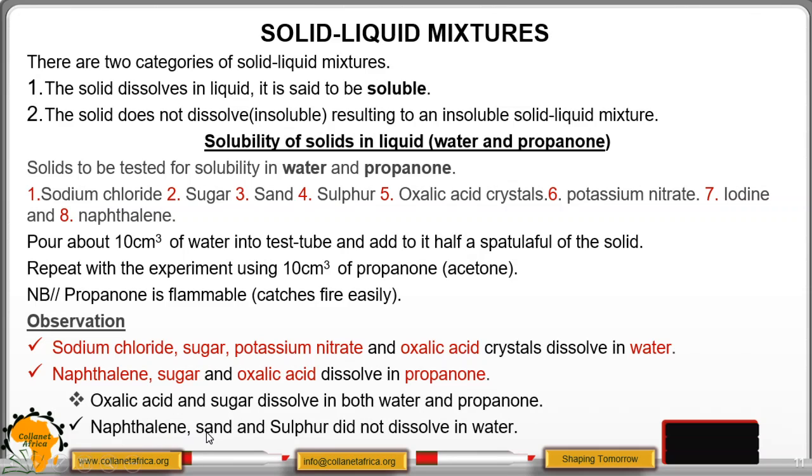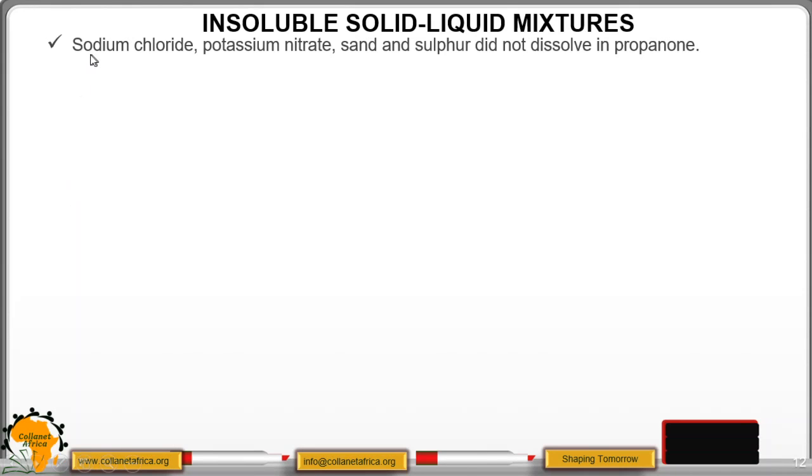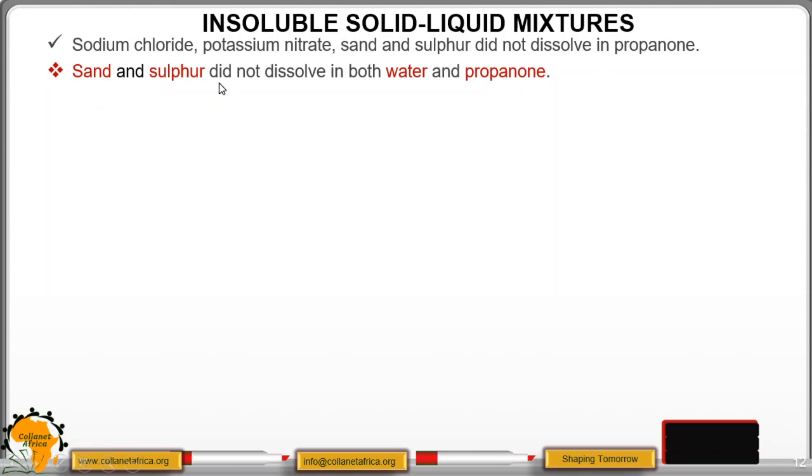Naphthalene, sand, and sulfur do not dissolve in water, hence they are referred to as insoluble solids. So we look at insoluble solid-liquid mixtures. Sodium chloride, potassium nitrate, sand, and sulfur did not dissolve in propanol. Sand and sulfur do not dissolve in both water and propanol.